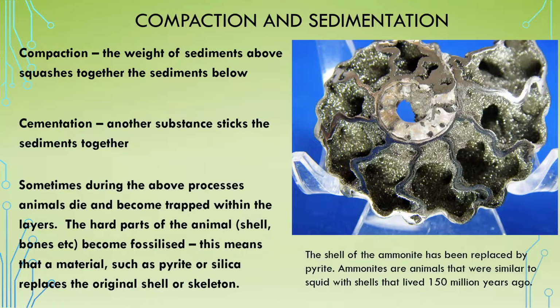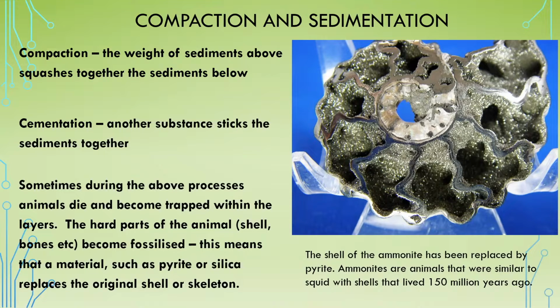Sometimes during the above processes, animals die and become trapped within the layers, especially in the sea. The hard parts of the animals, the shells or the bones, become fossilized. This means that materials such as pyrite or silica, which is a type of sand, replace the original shell or skeleton. So these dinosaur bones in the museum are not actually the original bones. They're mineral replaced. They've been replaced in a natural way by minerals that have seeped into the bones. So you see here an ammonite. Ammonites are like squid or octopus in a shell. This is the shell of the ammonite.